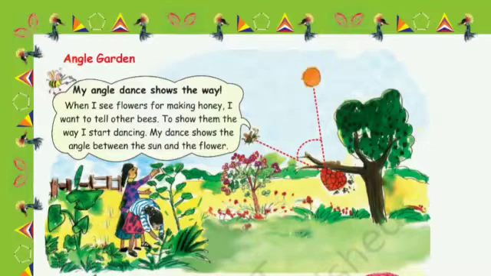Means what he is saying is that when I start dancing, I need to tell my other friend bees to see how I am dancing. My dance shows the angles between the sun and the flower. Now the way he danced shows the angles covered between the sun and the flower. So we have to identify which angles are forming over here.